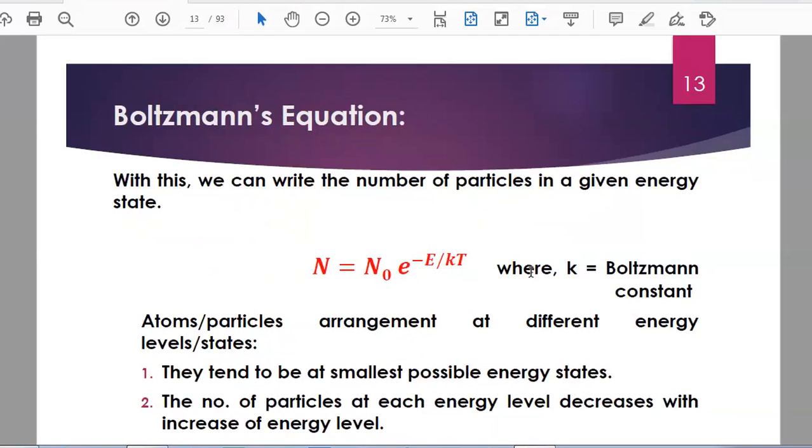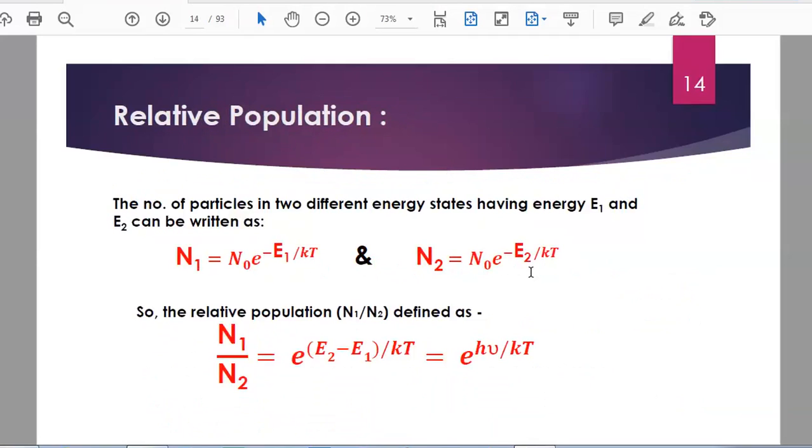Now actually we are going into more depth. So n1 is the number of particles in level 1. n naught is the total number of particles present in the system. It is not in the level, I am talking about the system. E1 is the energy of level 1. kT is, of course, constant.